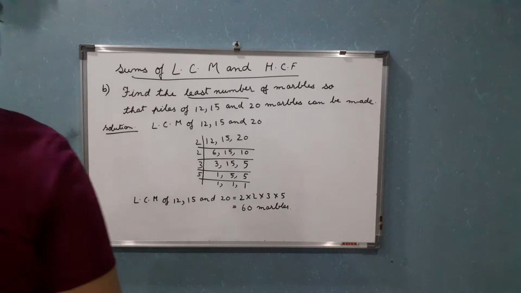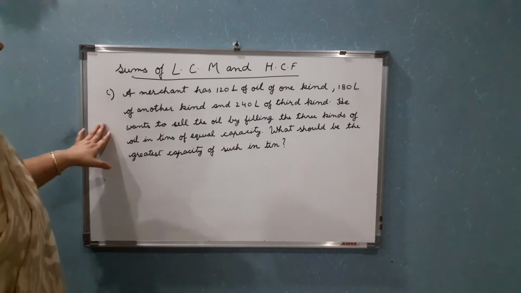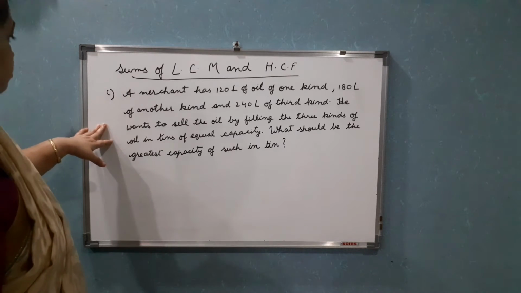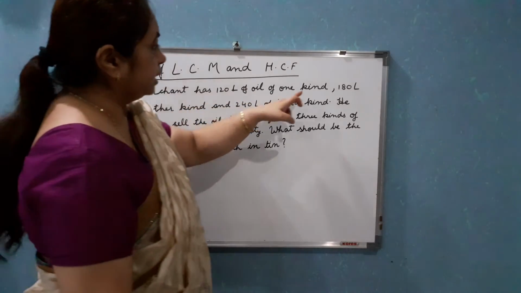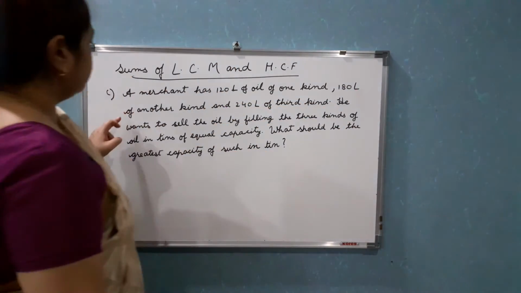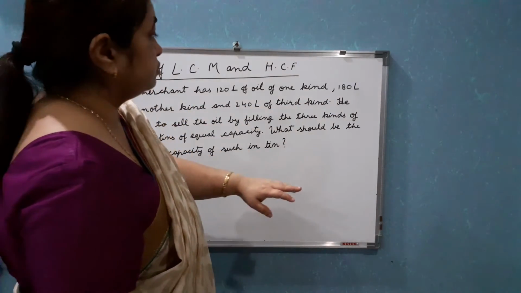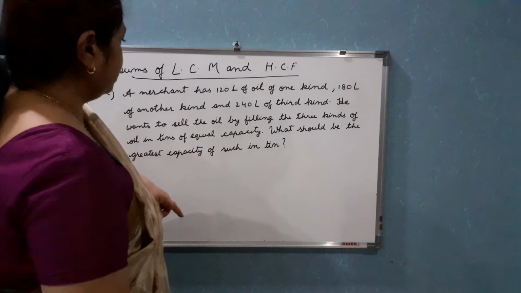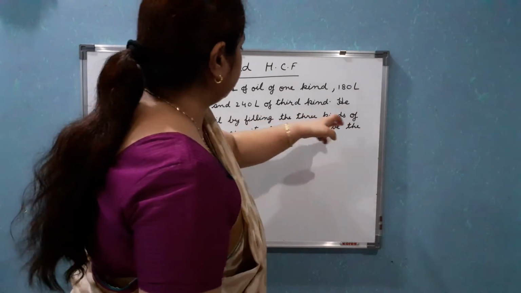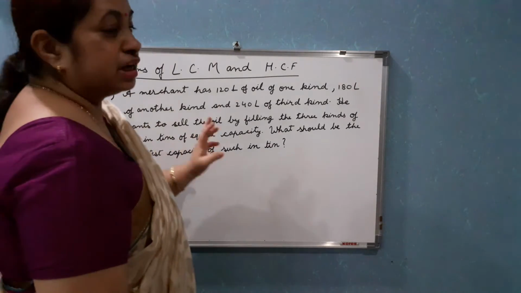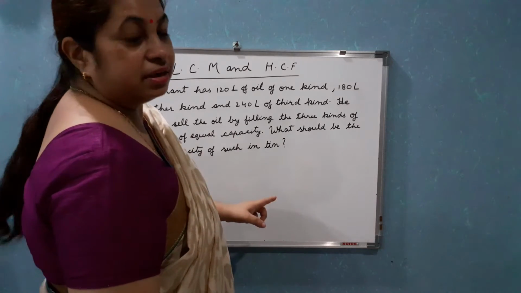Now let us do another one. Now look here. Try to understand this question. A merchant has 120 liter of oil of one kind, 180 liter of another kind, and 240 liter of third kind. So he has 3 types of oil, and now he wants to sell the oil by filling the 3 kinds of oil in tins of equal capacity. So what should be the greatest capacity of such a tin?